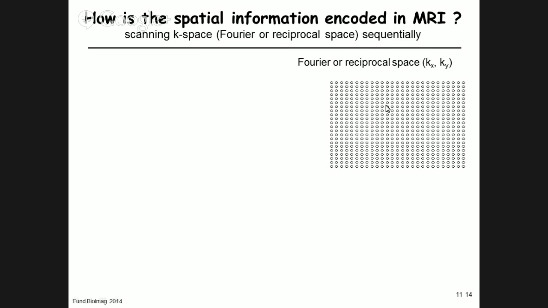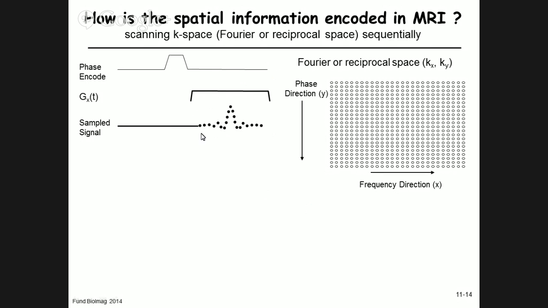We're looking here at the Fourier or reciprocal space represented by the variables kx, ky. That's the frequency direction or readout direction, and the phase direction. This is along x, the gradient. That's the sampled signal. This is the phase encode.